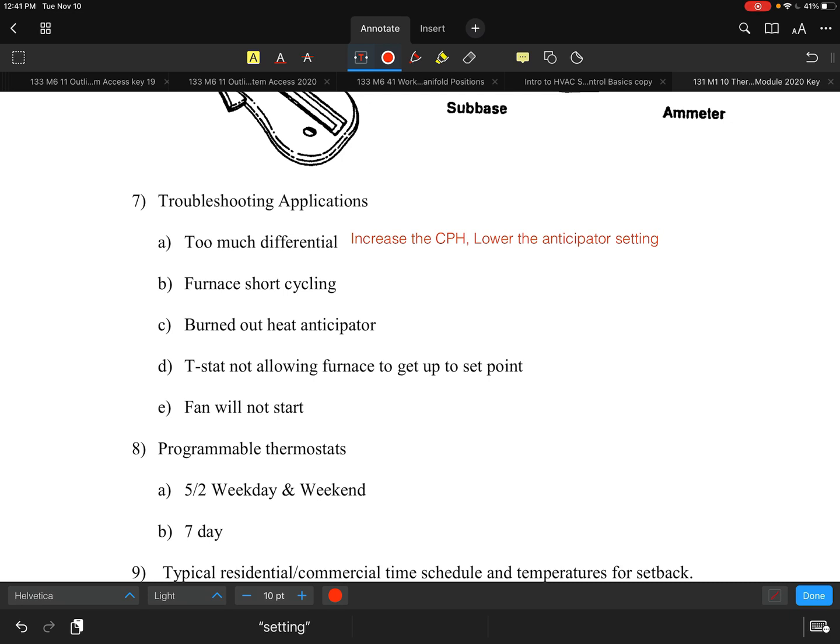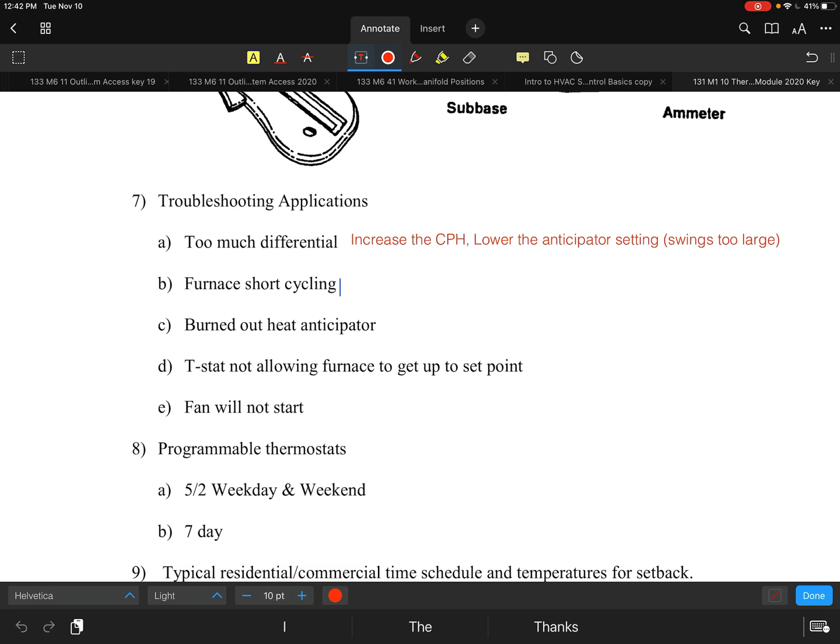Now, the anticipator and the cycle rate are almost opposites. They're going in opposite directions. So by lowering the anticipator, you're actually lowering the differential, which is the same as talking a little bit about cycle rate. Earlier we talked a little bit about that, but it's very important to recognize. And the customer complaint, too much differential, means the temperature swings are just too large, and that's what you're trying to minimize and avoid.